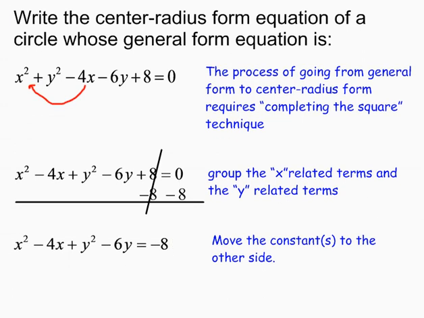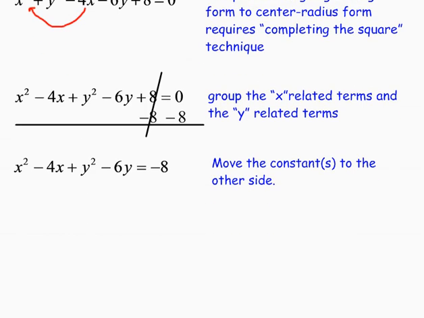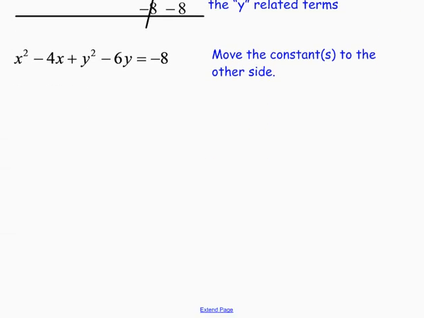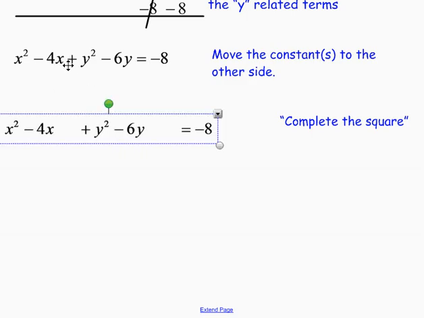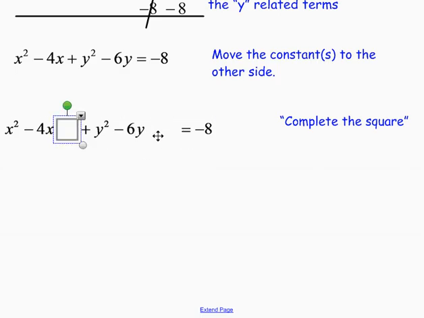So now is where the completing the square part comes in. Now we complete the square. So I'm just going to rewrite that, but I'm going to leave a space between 4x and the plus y squared, and I'm going to leave a space between the negative 6y and the equal sign. And that's where the perfect square is going to go.